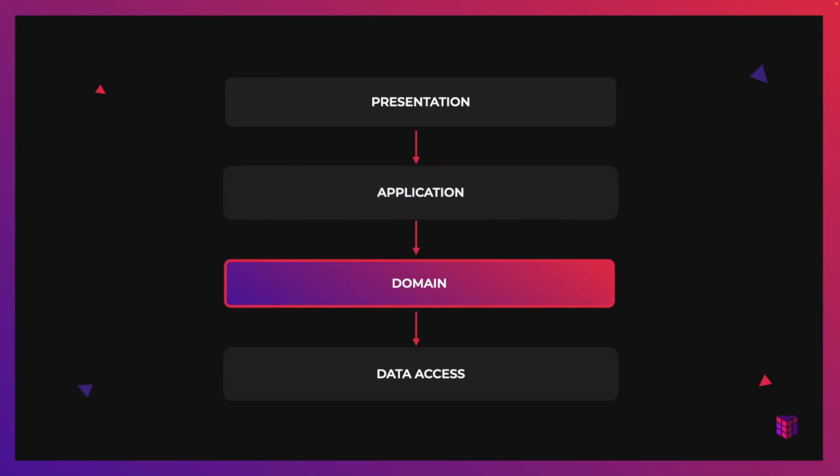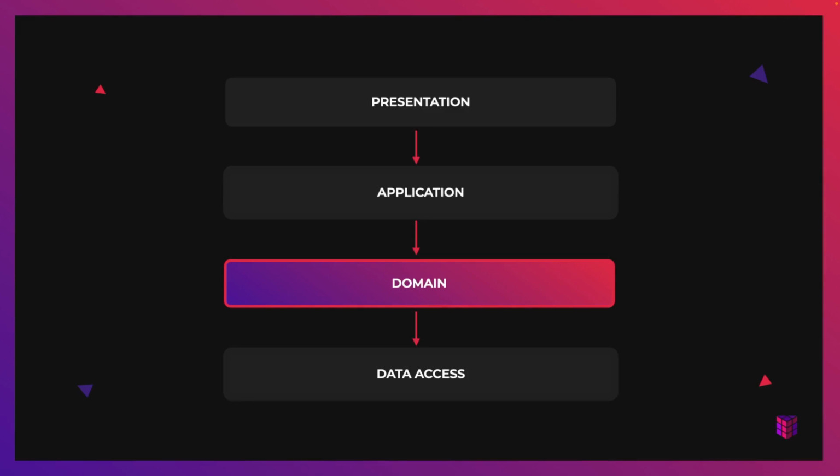Next up, we have the domain layer, or data model layer. The domain layer represents the core entities and business objects of the application. It encapsulates business logic independently of data storage technology, defining the fundamental rules of the application's domain.